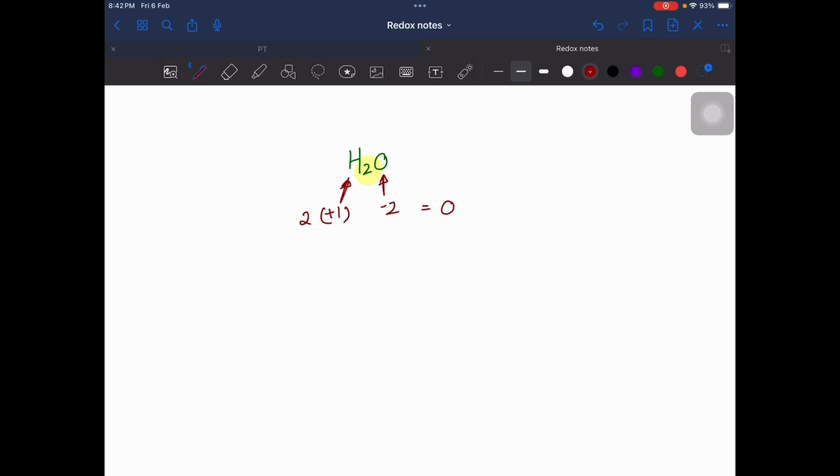Okay, let's apply this again to another one. Let's say we have MgO. In a compound, based on rule 3, oxygen must always be a -2. In a compound, based on rule 4, total must be equal to 0. So this means that this magnesium here is actually going to be a +2. Because +2 and -2 will give you 0.